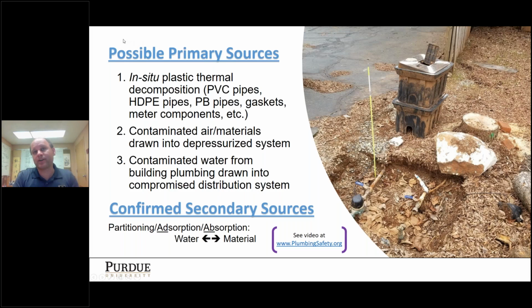Where is this contamination coming from? We think it's potentially three sources. One is plastics, and we've done some testing, and I'll show you some data. When you thermally expose them, these plastic pipes and gaskets and meters, they actually decompose, they generate VOCs and SVOCs, and those can find their way into water. You can also have structures burning and other types of materials basically go into the air. These gases and vapors and particulates can get sucked into the system. They can mix with the water, and then they can basically bring contamination to your water system.